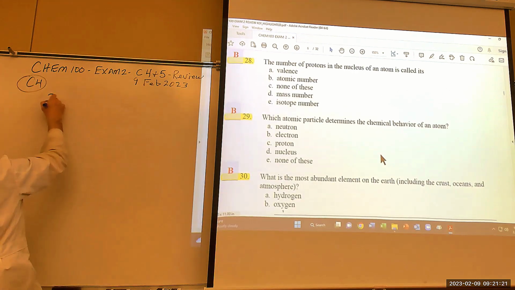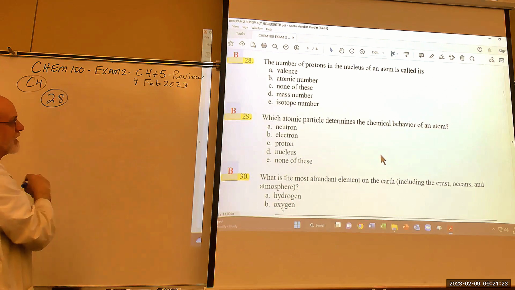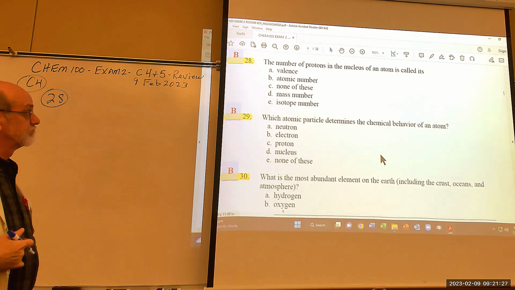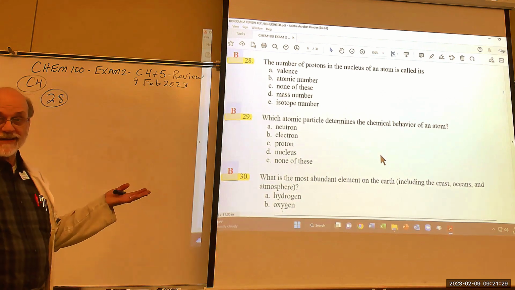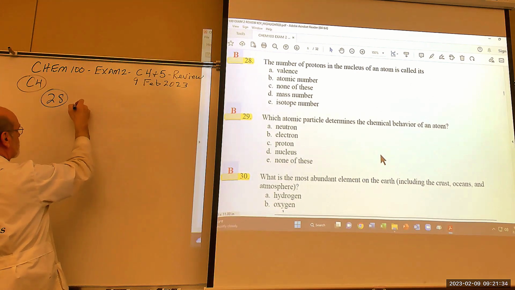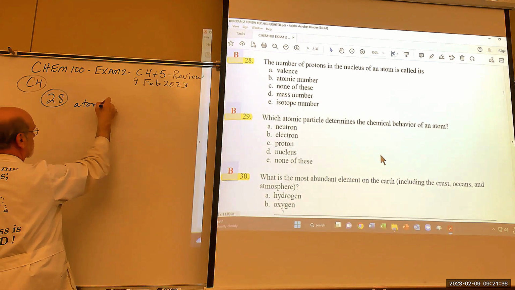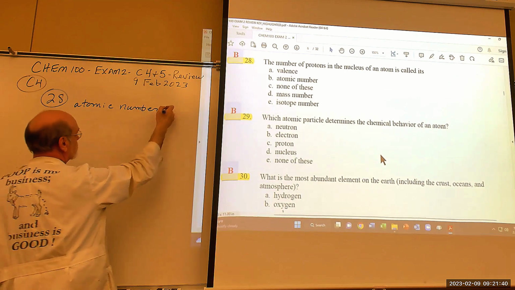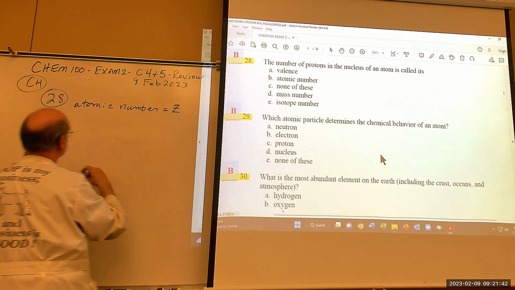28. The number of protons in the nucleus of an atom is called its what? That's just definition, right? This is the atomic number. And we often give it the symbol Z.